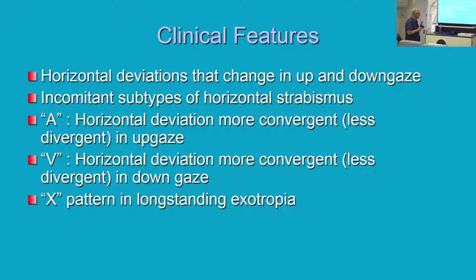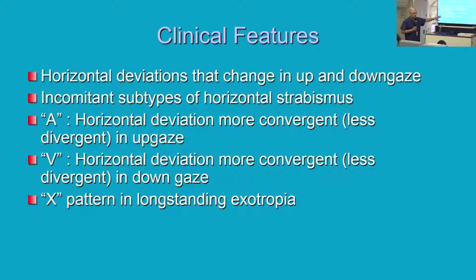They can also have something called an X pattern, where you have a greater deviation both in upgaze and downgaze, and it usually occurs in cases of long-standing exotropia, people that have had it for years and years. You take them in lateral gaze, and you'll see what looks like overaction of the inferior oblique. You take them in down gaze, and it looks like overaction of the superior oblique on both sides. In those cases, it's really correctable by just correcting the exotropia in most cases.